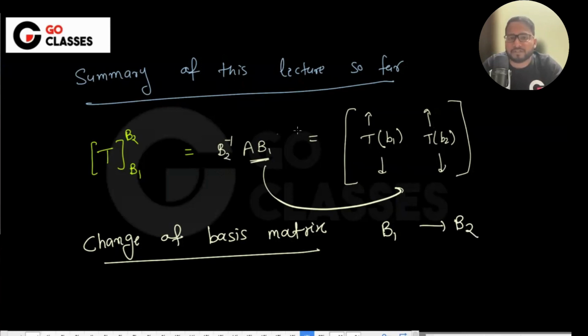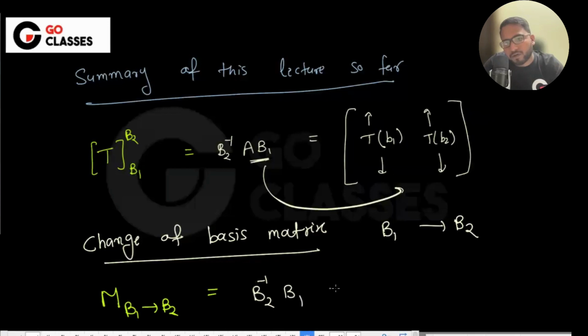So what is the difference between this matrix and the matrix that I'm going to write? The difference is that this matrix says you are in B1, you do the transformation, and then you change the basis also. Here you're not doing the transformation, just this. So what was that matrix? It was B2 inverse B1. Do you remember? It was B2 inverse B1, right?